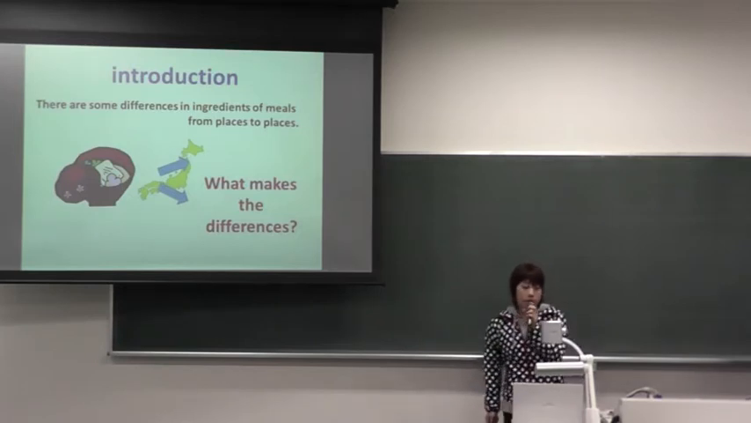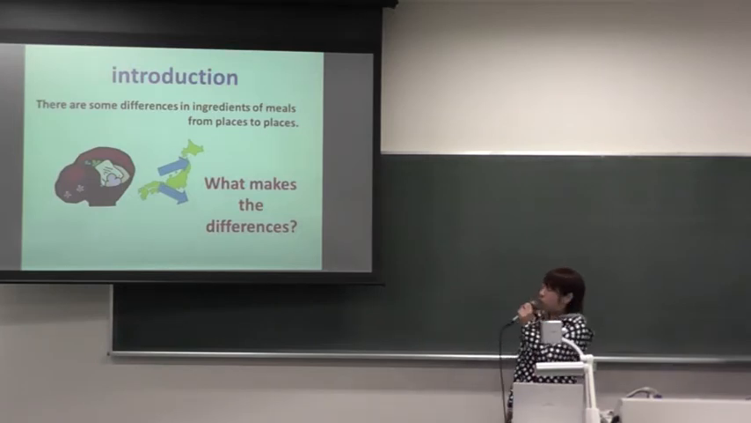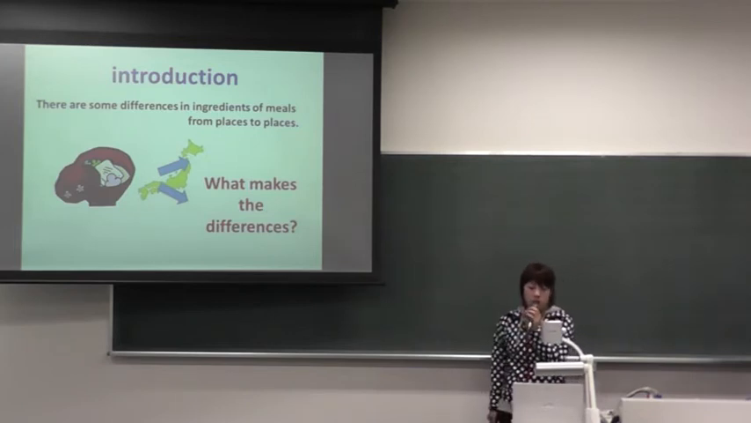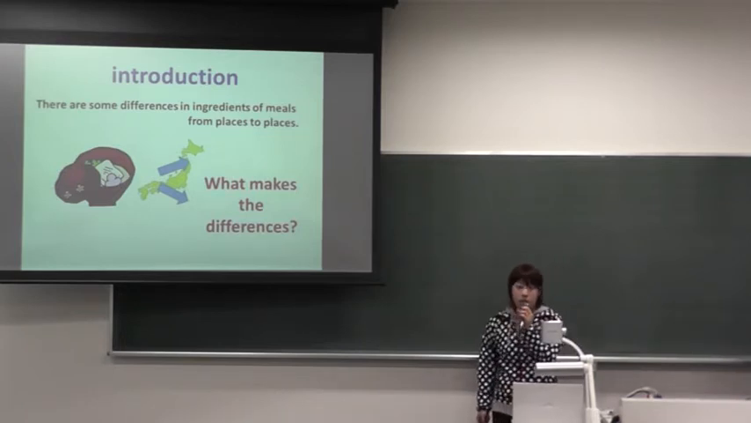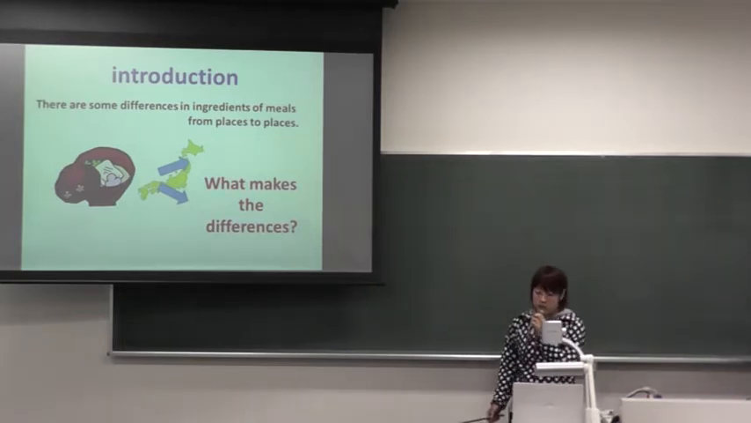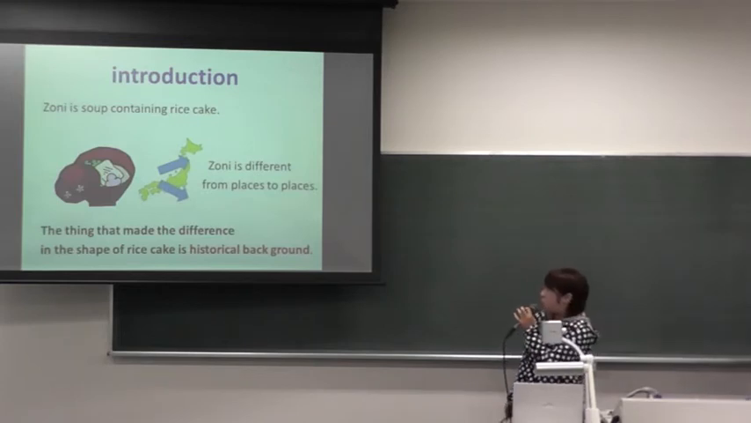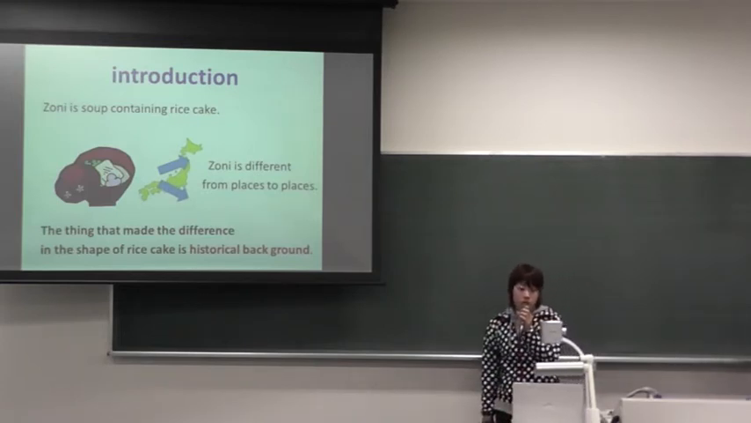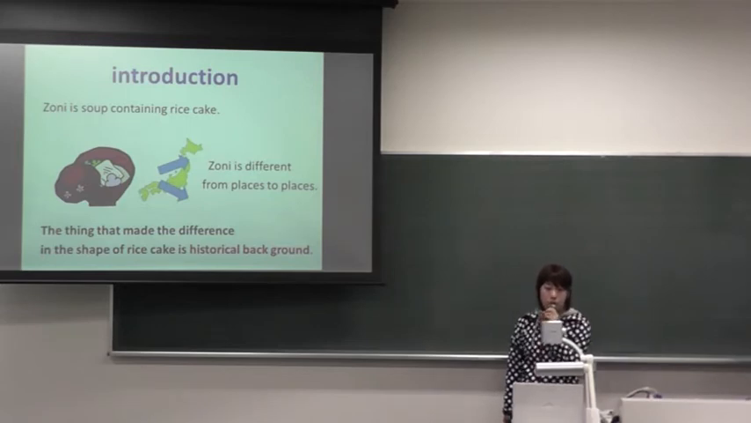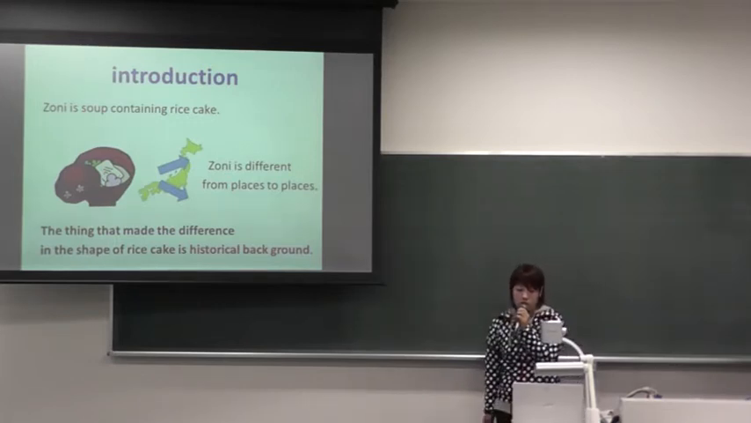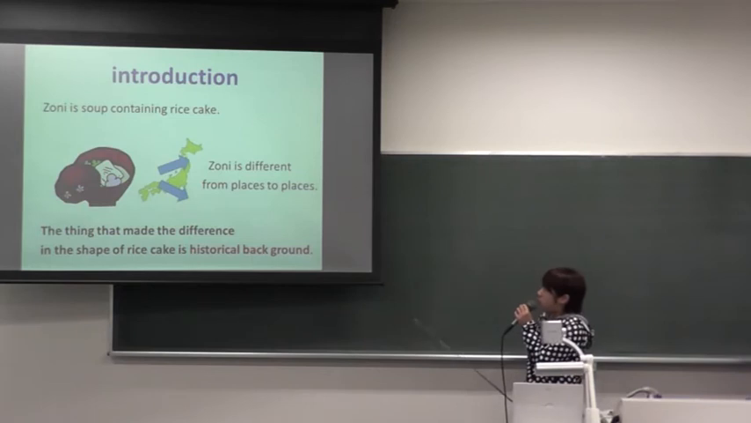We can live by eating meals. There are some differences in ingredients of meals from places to places. What makes the differences? I selected zoni in order to research it. Zoni is soup containing rice cake. It is Japanese traditional food and most of Japanese eat it on New Year's Day. Also, zoni is known as a food that is different from places to places.